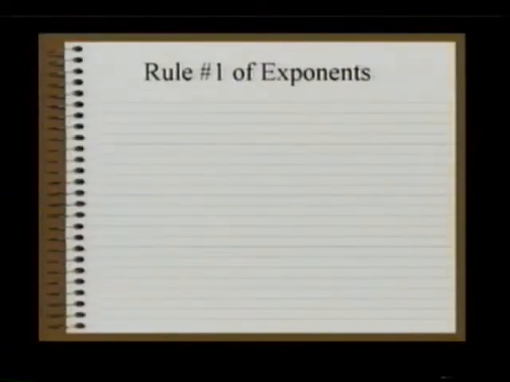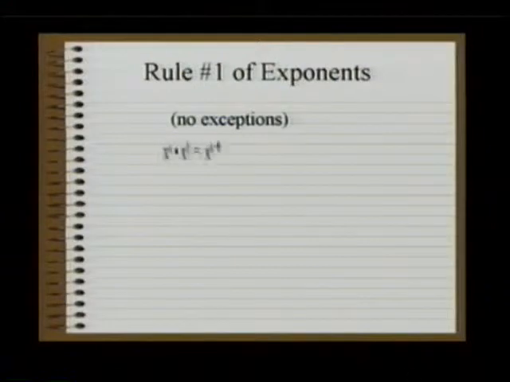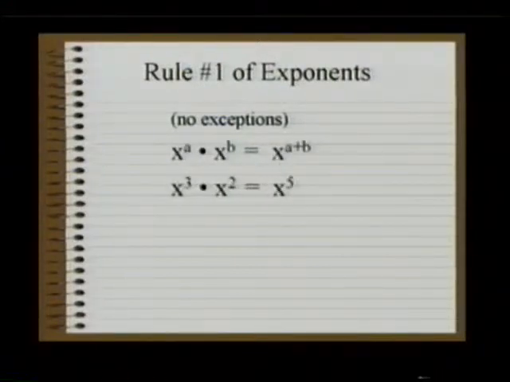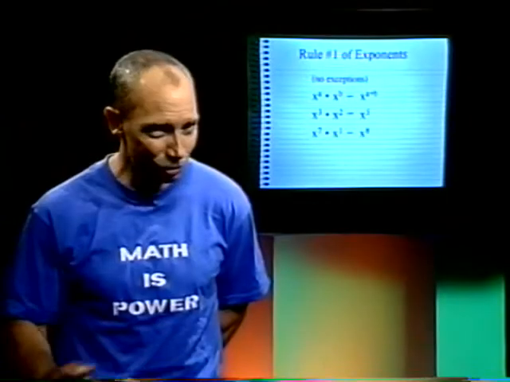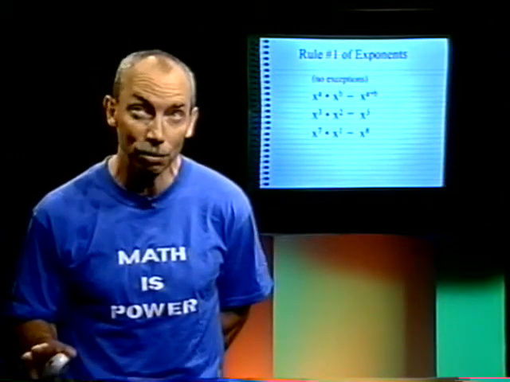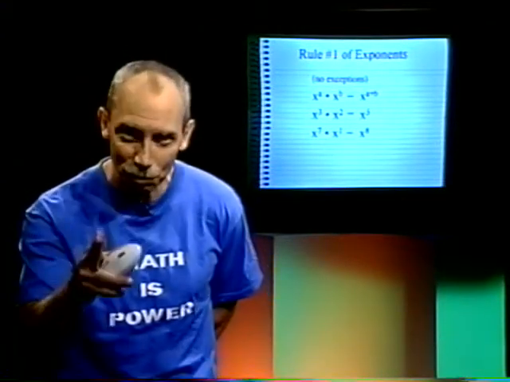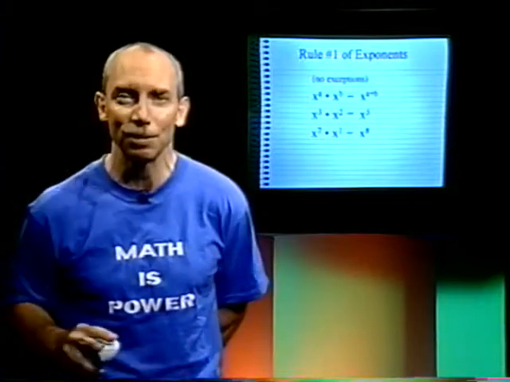Let's see. The number one rule of exponents, and there are no exceptions, is that x to the a times x to the b is x to the a plus b. We remember that. Simply x to the 3rd times x to the 2nd, for example, would equal x to the 5th. Well, x to the 7th times x to the 1st, x to the 8th. This is so easy, so easy. You're saying, well, you're doing 72 examples here. Just want to make sure that you see the consistency here.